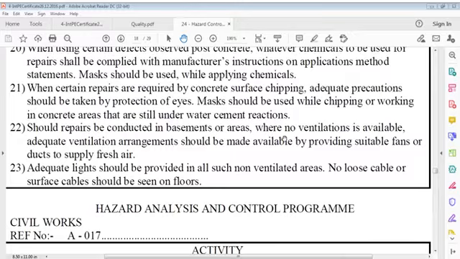Adequate lighting should be provided in all such non-ventilated areas, and no loose cables are allowed. Cables should be protected, so people do not collapse due to them. If it's dark, people may stumble on cables. It can cause sparking or electrical explosion, as well as harm workers. We have to be very careful.